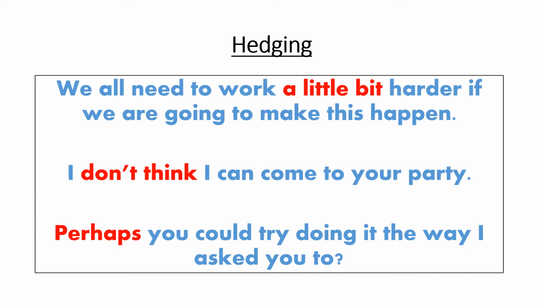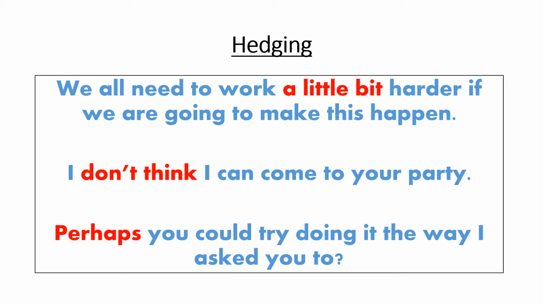We have the following three sentences, each with the hedging words highlighted in red. So we have, "We all need to work a little bit harder if we're going to make this happen." "I don't think I can come to your party." And "Perhaps you could try doing it the way I asked you to." Hopefully you can see in each example the purpose is actually very similar. All the hedge words make the sentences softer and therefore less likely to offend or get a negative reaction from those receiving the texts, whether they are spoken or written texts.